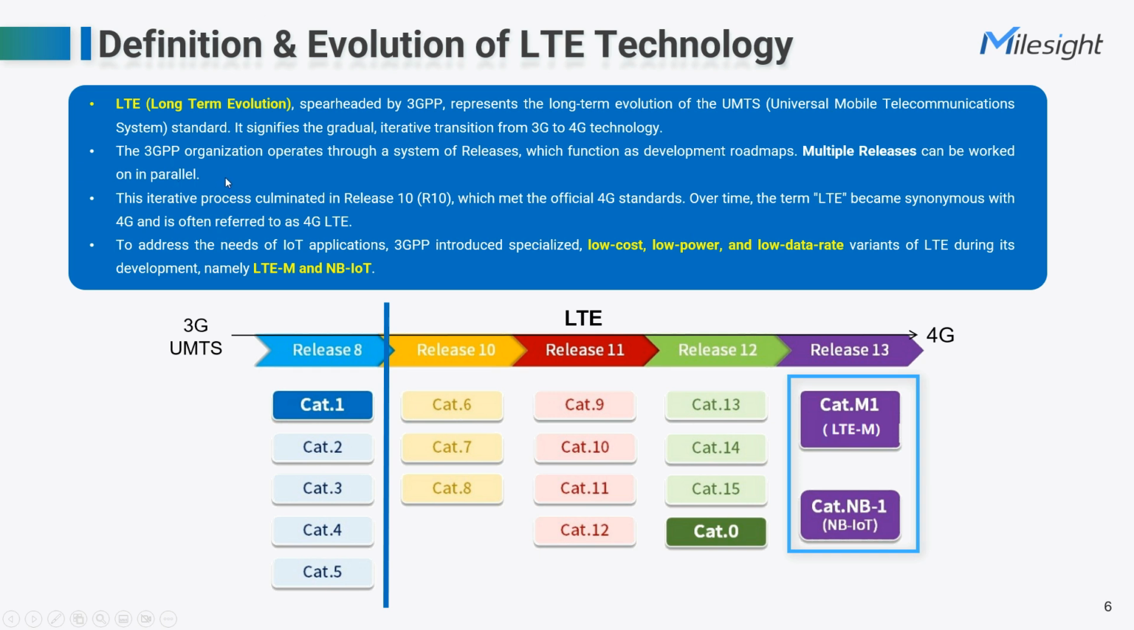Now, through this iterative process, something important happened. Release 10. This was the point where the technology finally met all the official criteria for 4G. From then on, LTE became synonymous with 4G. You've probably seen 4G LTE on your phone, and the data speeds just kept getting faster and faster.